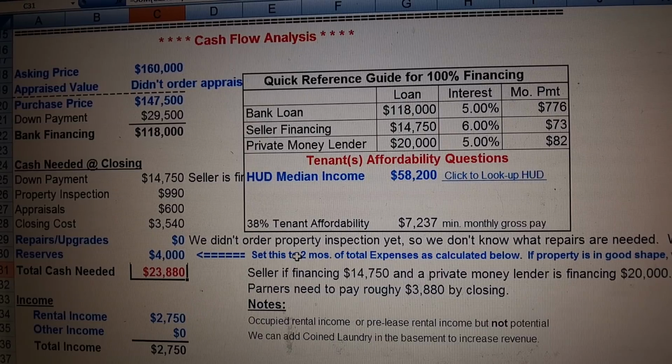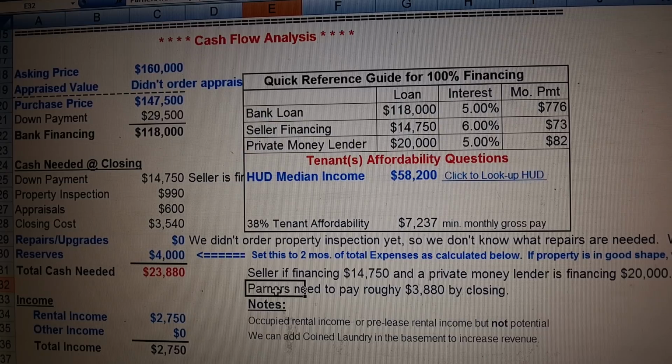All right, so we already got $20,000 here, right, from a private money lender. So that means if the seller is financing $14,750 and the private money lender is financing $20,000, the partners, myself and my other partner, need to come up with $3,880 by closing. Okay, so how are we coming up with this $3,880? Well, me, I'm not coming up with anything since I found the deal, since I'm doing all the sweat equity and will be managing the deal.